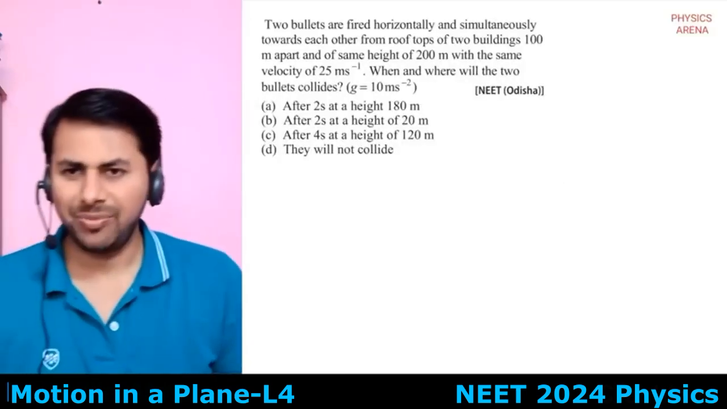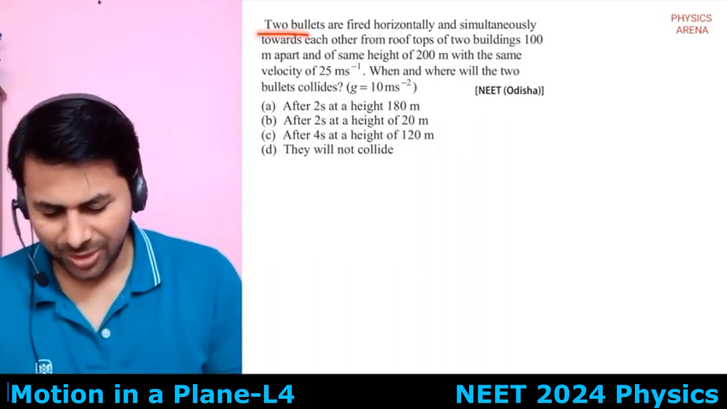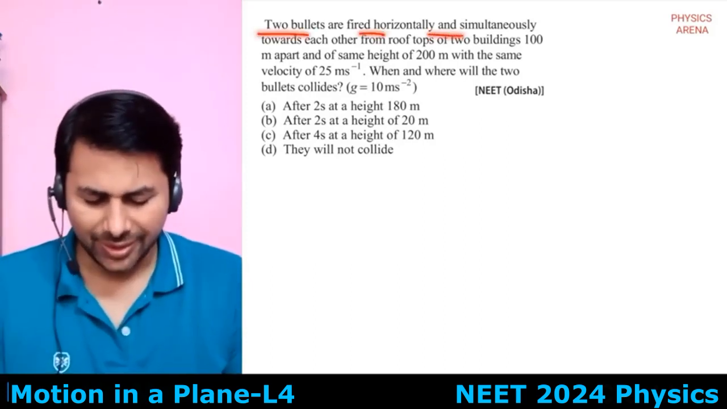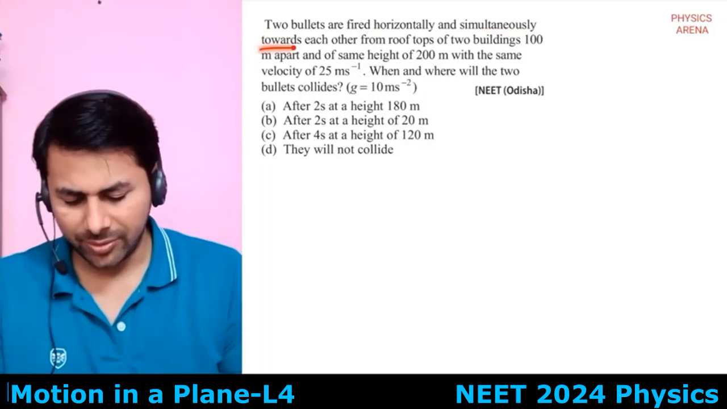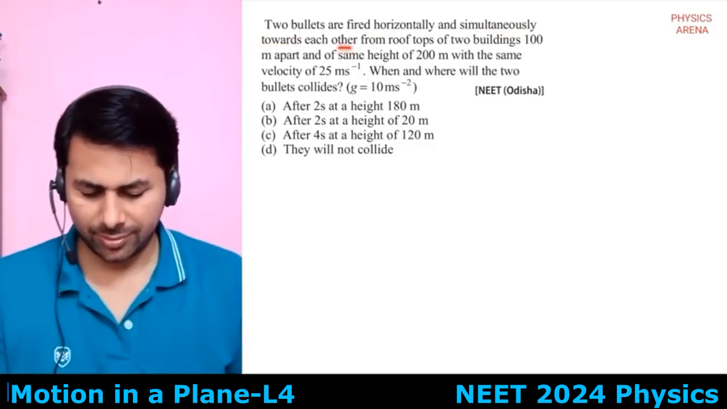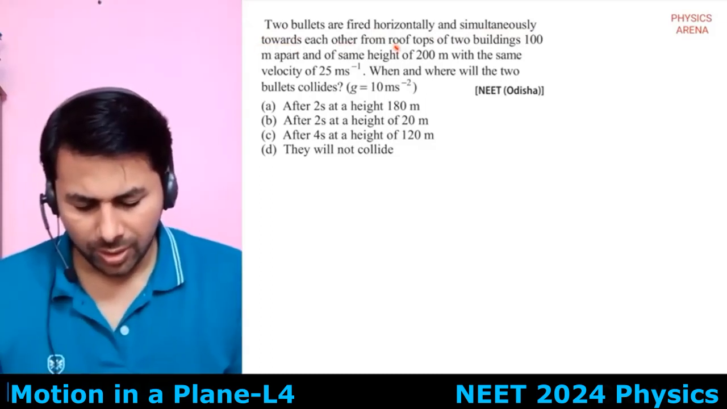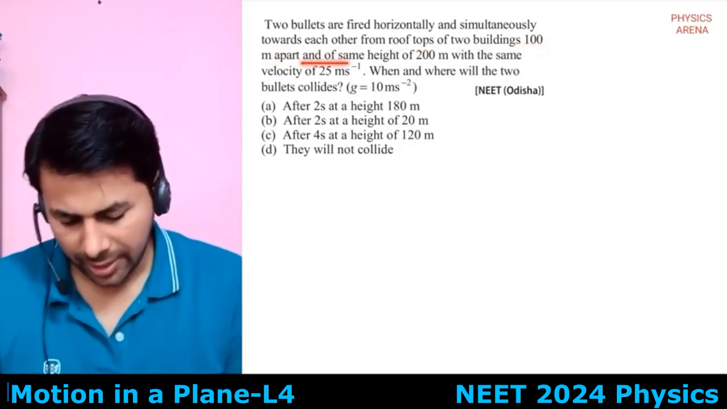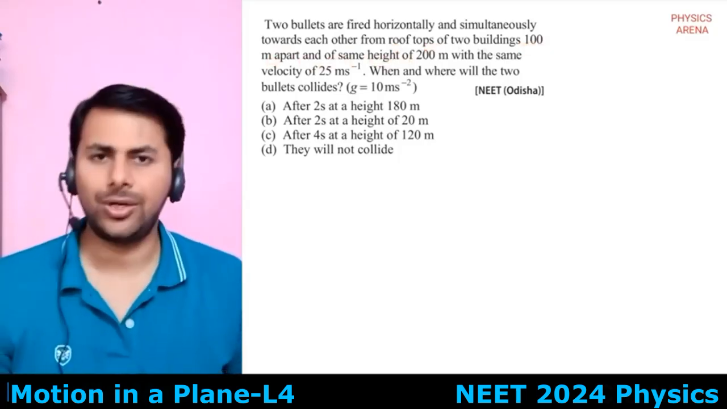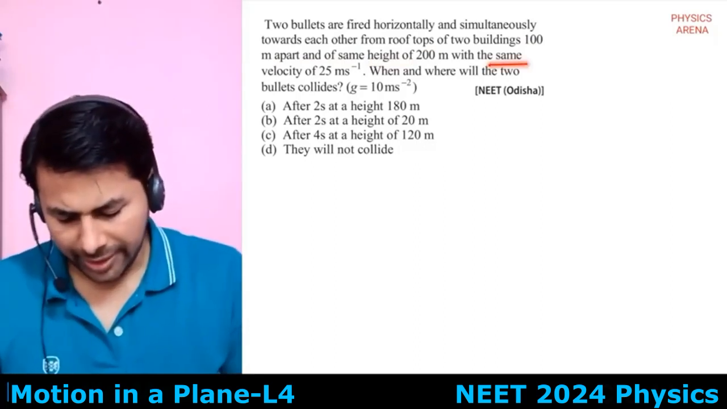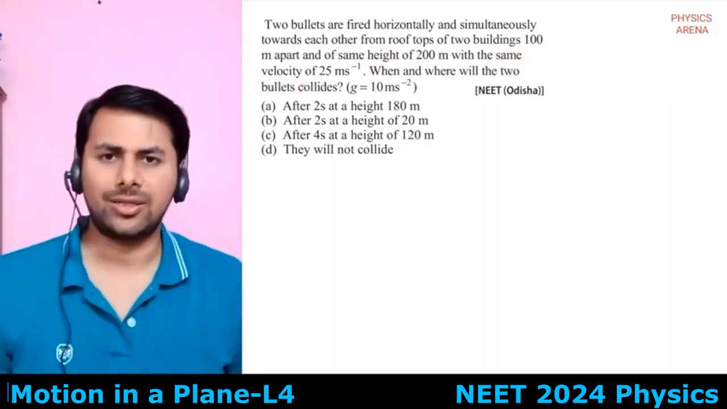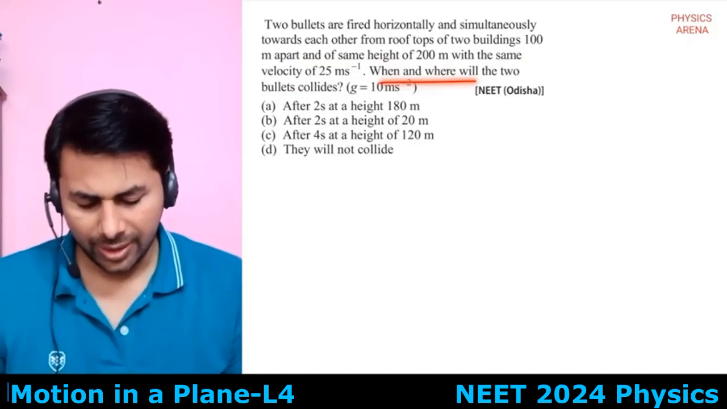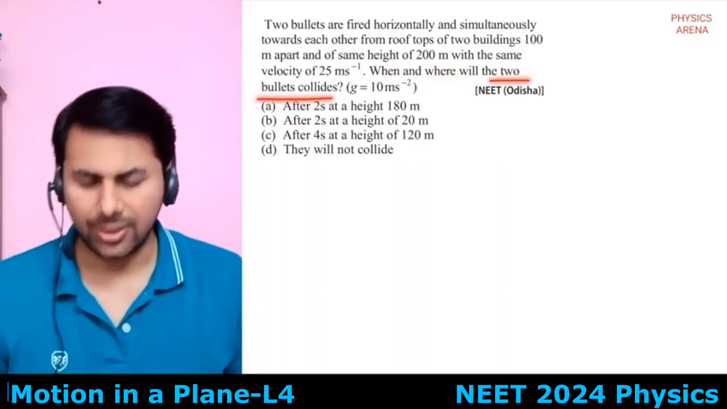Help me solve the problems. Two bullets are fired horizontally and simultaneously towards each other from rooftops of two buildings 100 meters apart and of same height 200 meters, with the same velocity 25 meters per second. When and where will the two bullets collide?